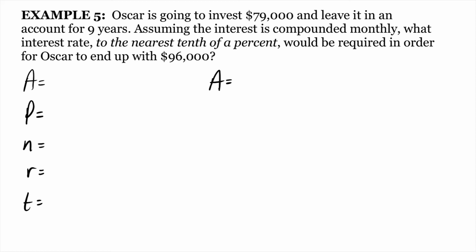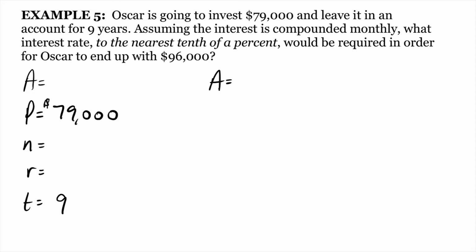Okay, all right. So let's go through these. 79,000. What letter would I assign 79,000 to? So it's either A or P. It's what he's starting out with, principal, right? So that's P. Good. He's going to leave it in there for 9 years, so that's T.